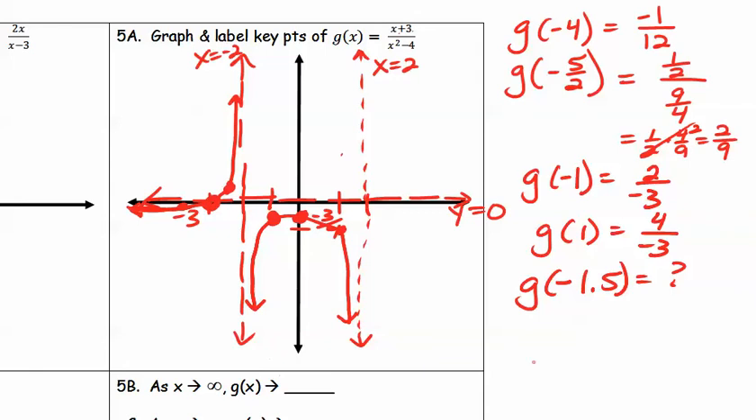Okay, and then what's left? Well, we've got this region over here where x is bigger than 2. So let's find out what happens if we choose 3, for example. So if I put 3 in for x, our numerator is 6 and our denominator is 9 minus 4 or 5. So I get 1 1/5.